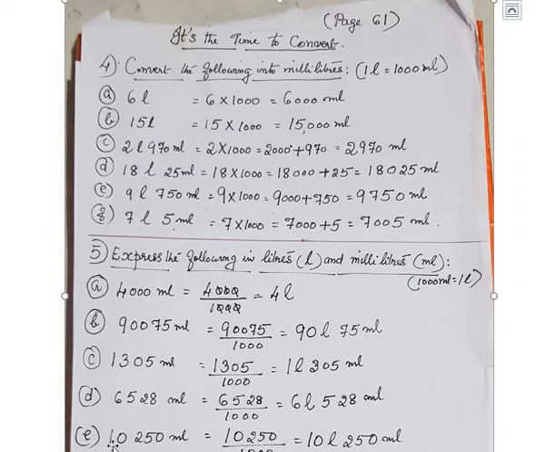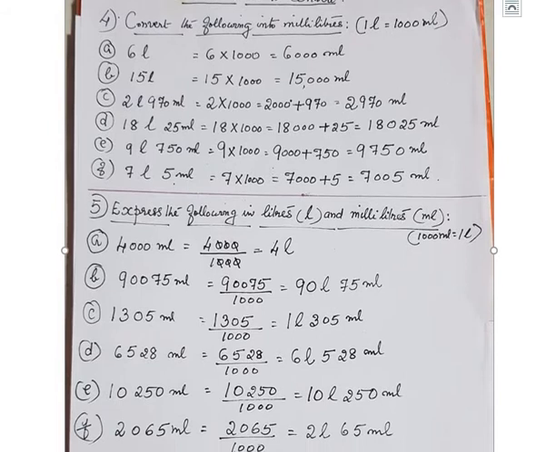Next one, 10,250 ml. So 10,250 upon 1000. Upon 1000 what do we get? Remove 3 decimal places, 1, 2 and 3. So the number becomes 10.250. So 10 point means 10 liter 250 milliliter. In this group, the last one, 2065 milliliter.